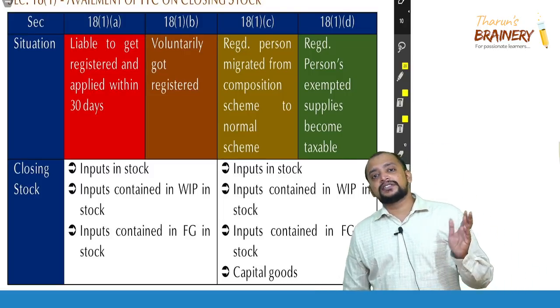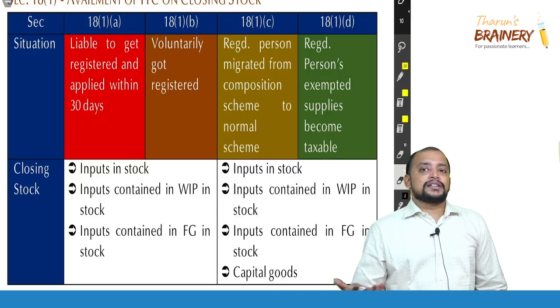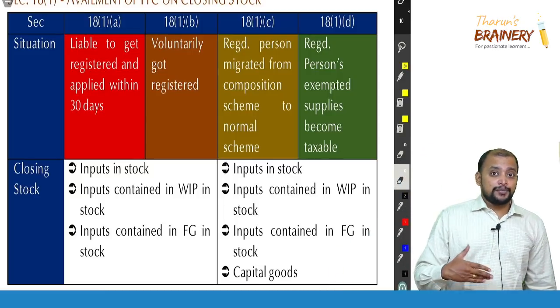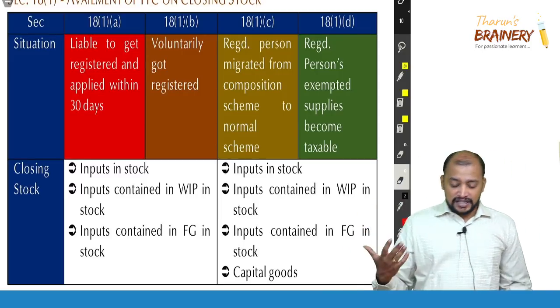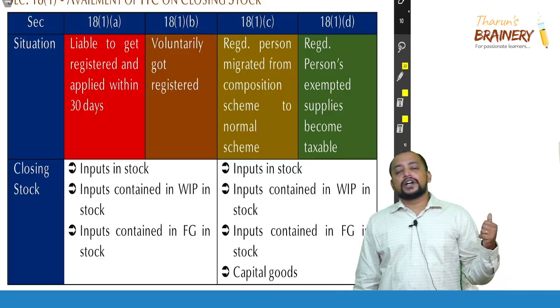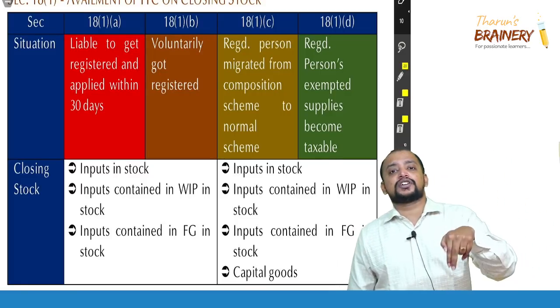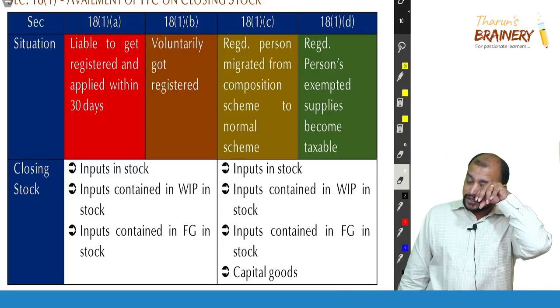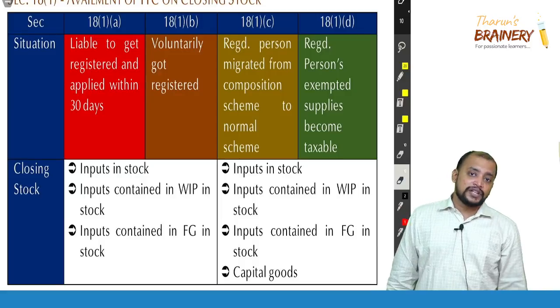Now 18.1c. I am going from composition scheme to normal scheme. Under composition scheme, I would not have availed ITC. Under normal scheme, I can avail ITC. Say from today, I am entering into normal scheme. Now whatever is the closing stock as on yesterday will be used for making outward supplies from today, and therefore I can avail the ITC on that closing stock.